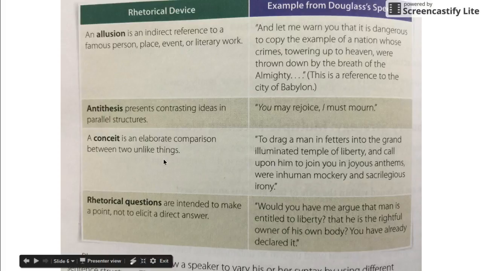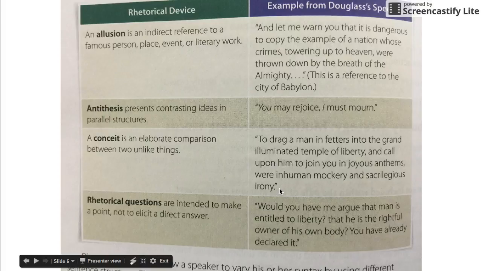A conceit is a very elaborate comparison between two unlike things. For example, from this speech, he says, to drag a man in fetters into the grand illuminated temple of liberty and call upon him to join you in joyous anthems were in human mockery and sacrilegious irony.